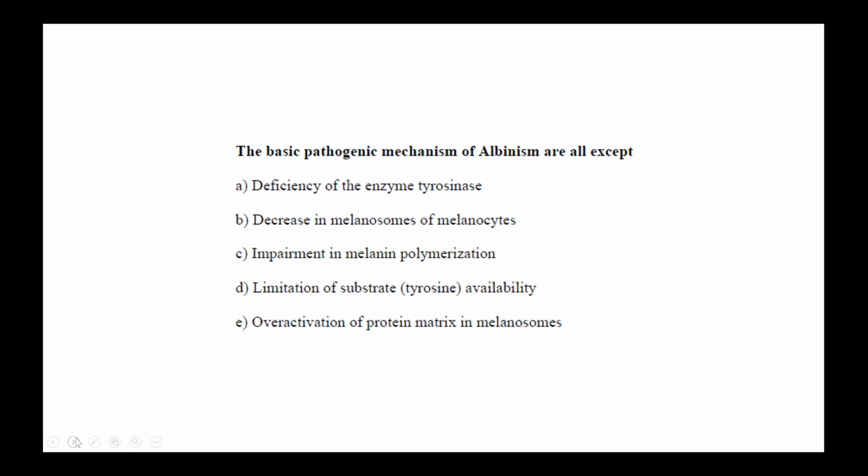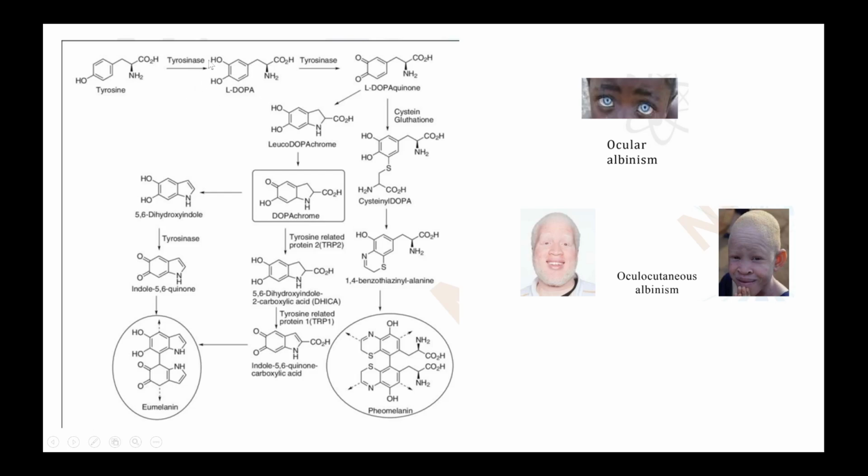You are saying the option E, that is overactivation of protein matrix in melanosome. That is the correct answer. So rest all the other four options can lead to albinism. So tyrosinase is the enzyme that converts tyrosine into melanin. Melanin is responsible for the development of this color. Melanin is the color pigment basically. So the skin color, the hair color, our eye color, everything comes from melanin.